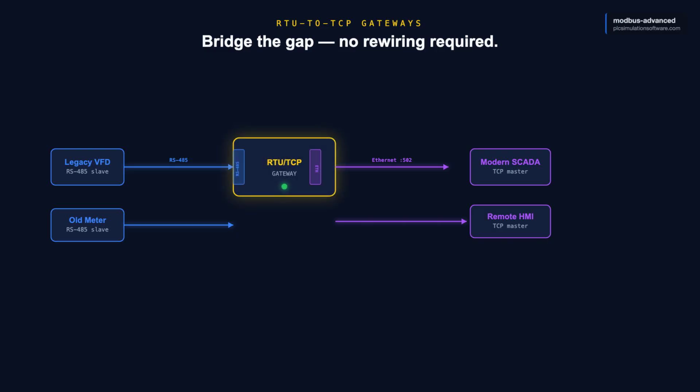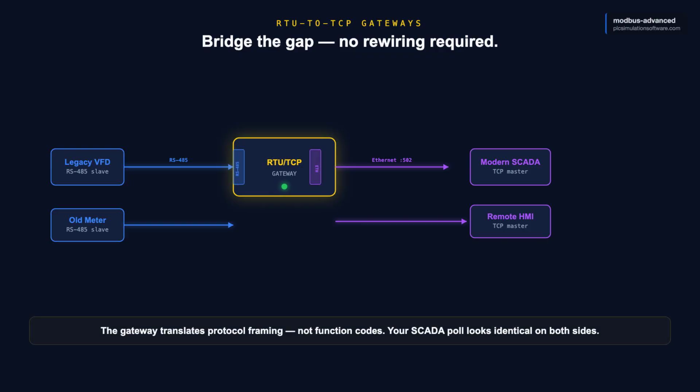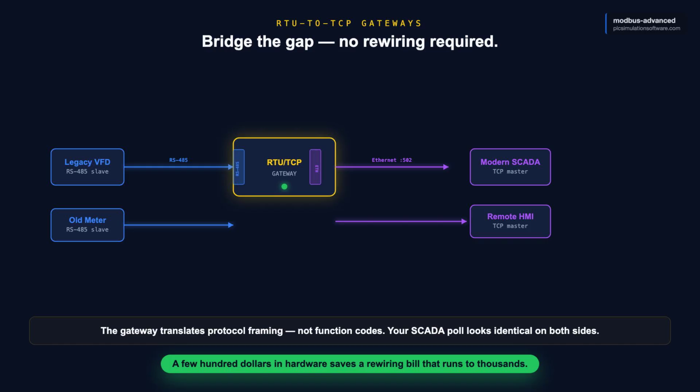The mixed pattern is the gateway. An RTU-to-TCP gateway is a small box that speaks RS485 on one side and Ethernet on the other. It presents serial slaves to the TCP network as if they were native TCP devices. The gateway handles the polling cycle on the serial side and exposes the registers via TCP function codes on the Ethernet side. This is the answer for legacy retrofits.